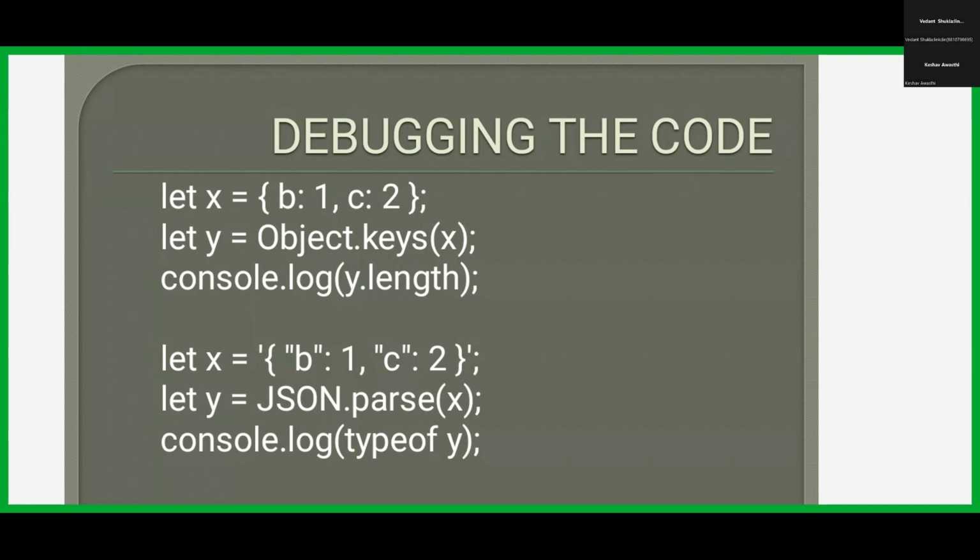So here I divided the code into two parts. The first part of the code is like that. See, there is one variable, x, over here, and that x variable is creating a new object.